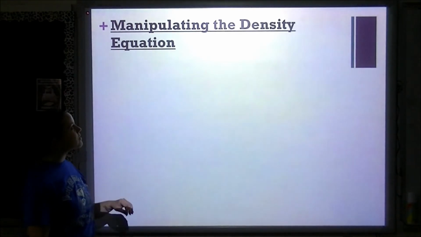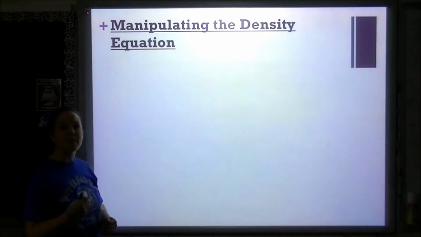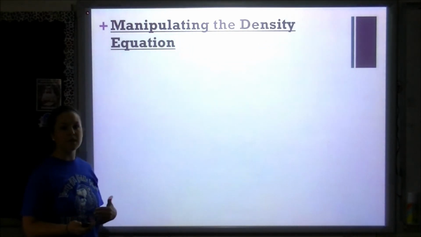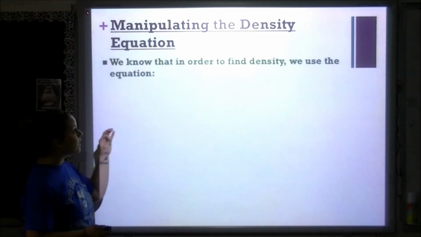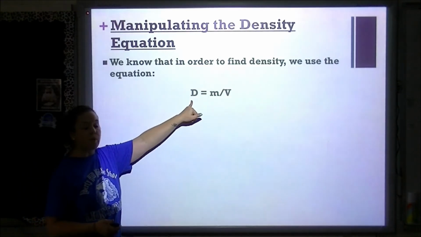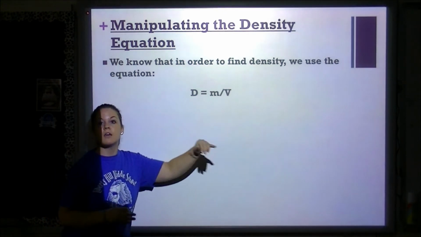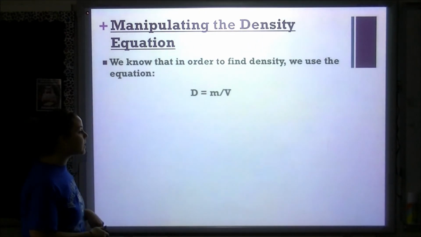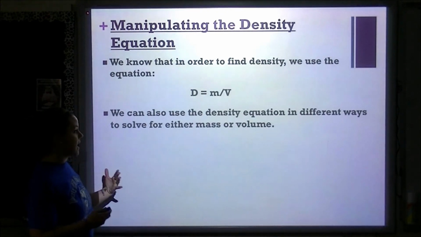And we have to be able to manipulate the density equation. Sometimes it'll ask you to solve for the mass, or it will ask you to solve for the volume. And it can get kind of tricky when it gets into those kinds of problems. So we know already that the equation for density is D equals M divided by V. Density equals mass divided by volume. Some ways that we can manipulate that is if we have to solve for either mass or volume.